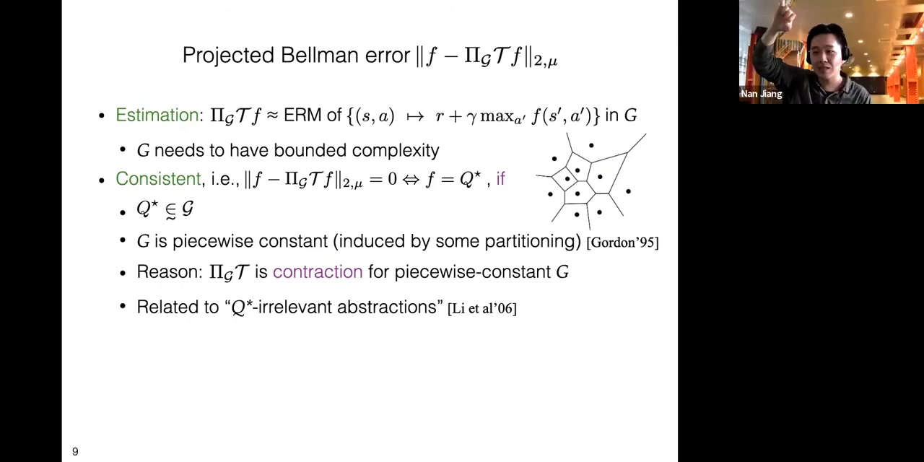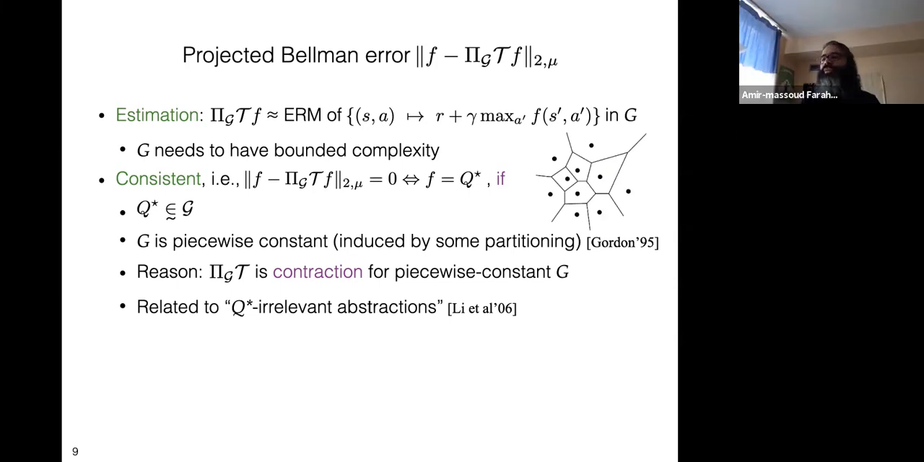And then in those cases, the projected Bellman error can actually be small. Okay, right, yes. But those are not the points that you... okay, yeah, makes sense. I have a question.